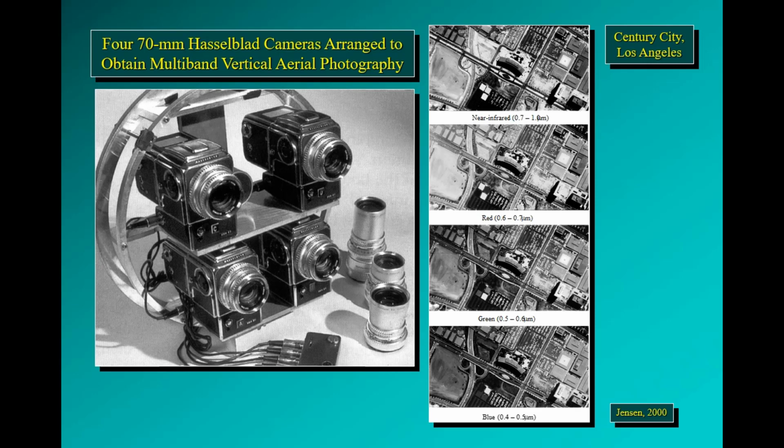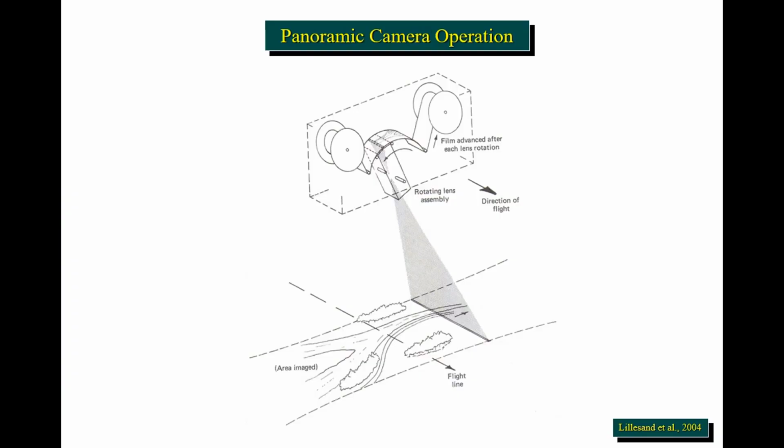Again, each one of these are just grayscale images depicting, again, varying degrees of reflectivity in those respective portions of the electromagnetic spectrum. And this is a schematic diagram of a panoramic camera in operation. So again, remember, we see a scanning or a panning across the flight line, potentially from horizon to horizon.